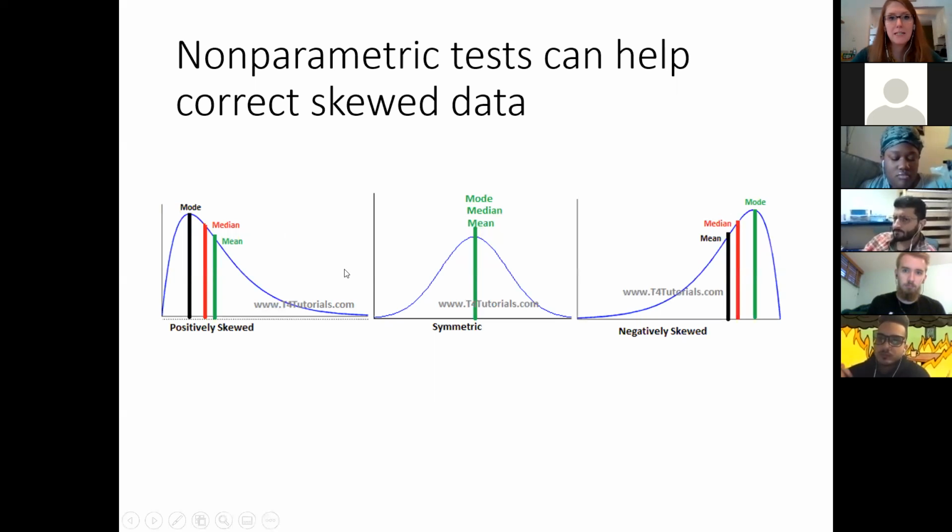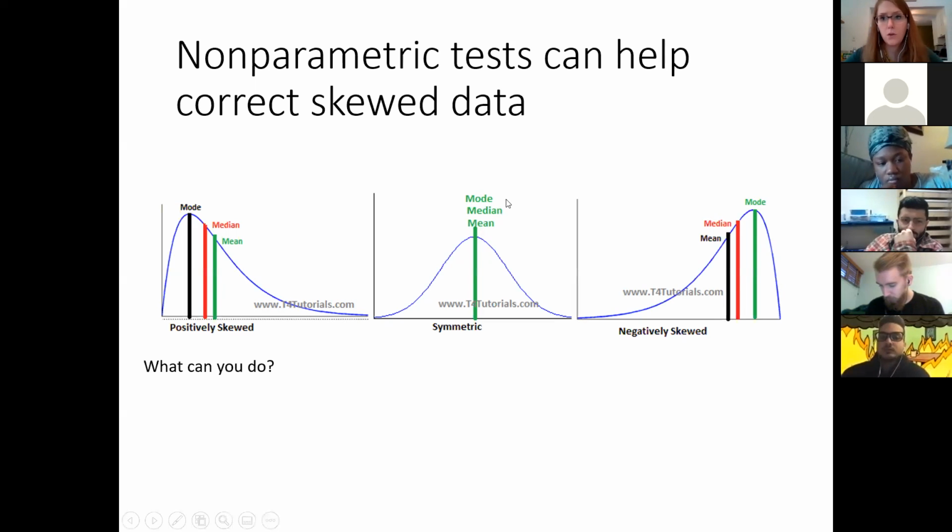So non-parametric tests can help correct skewed data. That's one of the things that they can do. So remember skew, like this is positively skewed or right skewed, negatively skewed or left skewed. If you have something that's positively skewed, what can you do? Does anyone remember what we do if we have right skewed data? It's from very early in the semester that we talked about how you could deal with right skewed data.